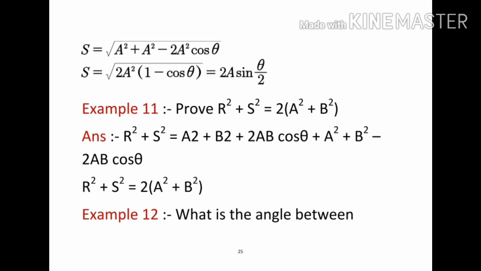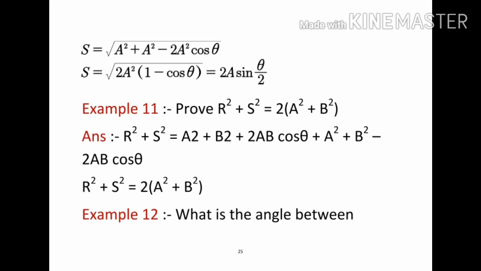And based on this subtraction of vectors and the addition and subtraction of two equal vectors, we are taking some examples. First one, prove that R square plus S square is equal to 2 into A square plus B square. Here R is the magnitude of the addition of two vectors A bar and B bar, and S is the magnitude of the subtraction of two vectors A bar and B bar.